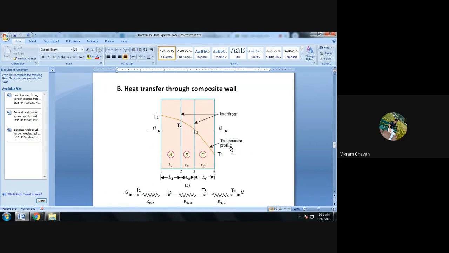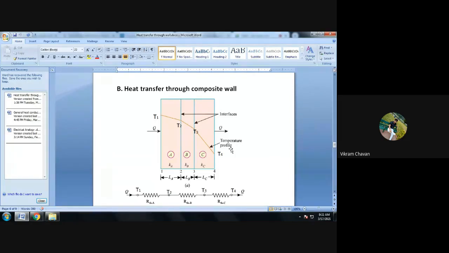Now, why are these composite walls used? I have told you some applications: cold storages, petrochemical tanks, furnaces. In cold storage, what is required? It is a requirement of the cold storage that less heat should enter the chamber. So for that reason, more insulation should be provided to the compartment wall.